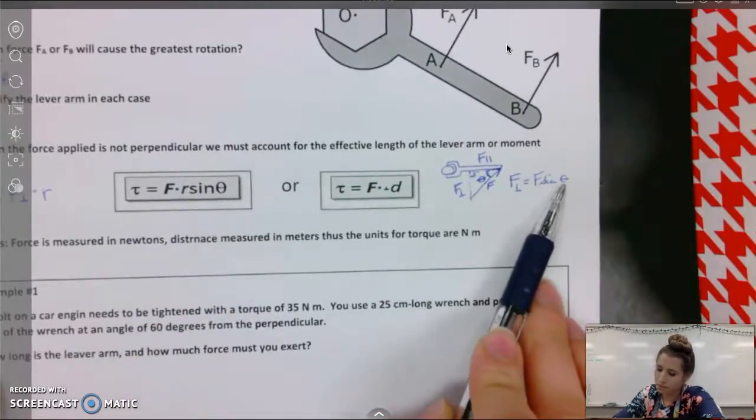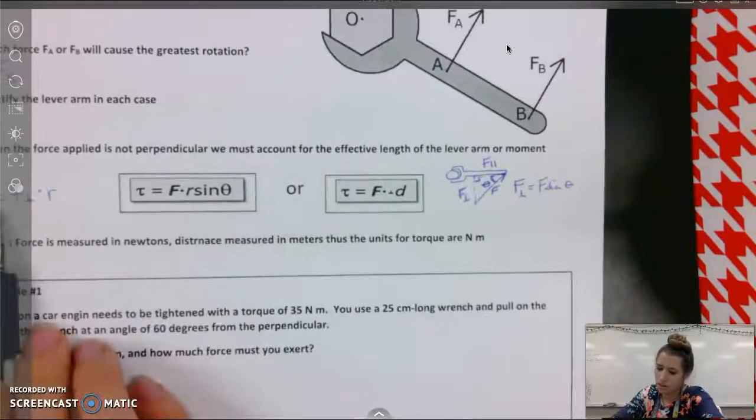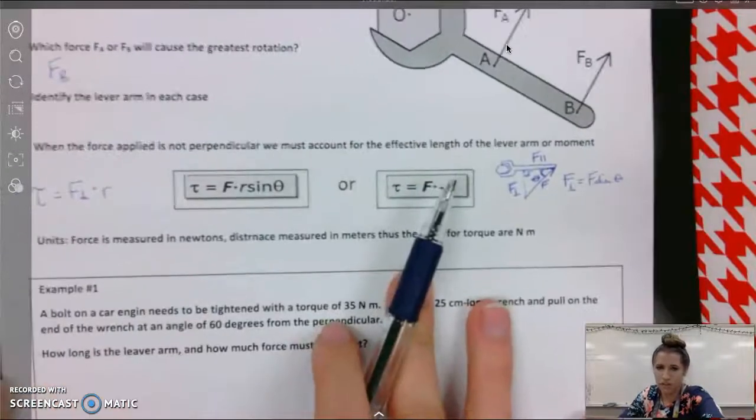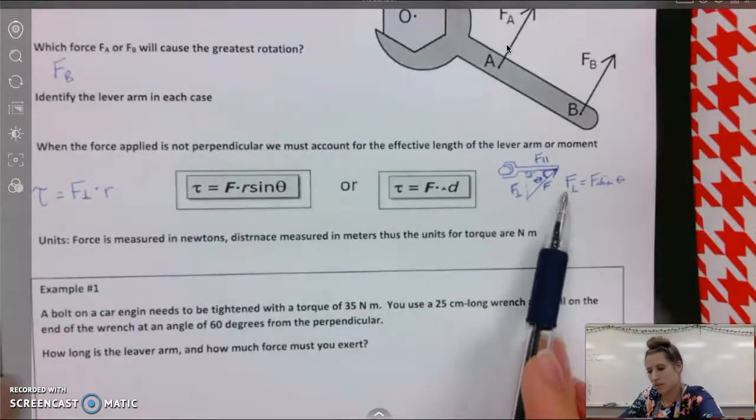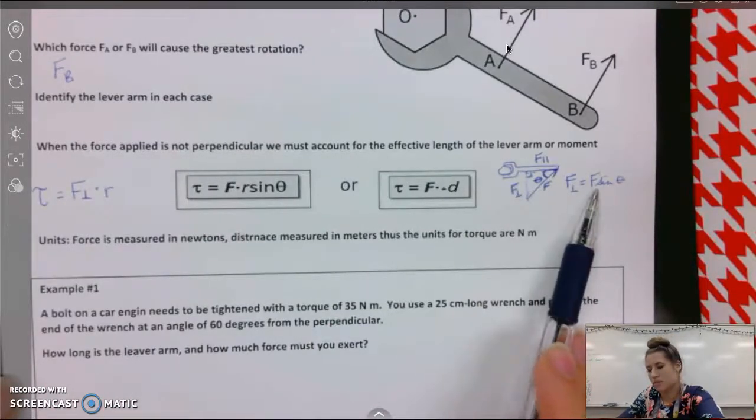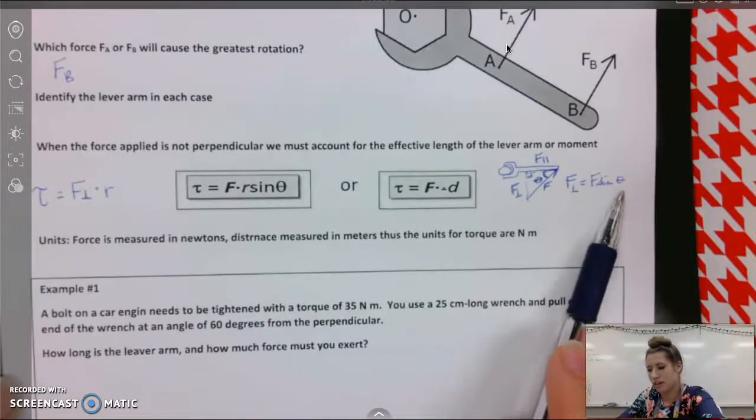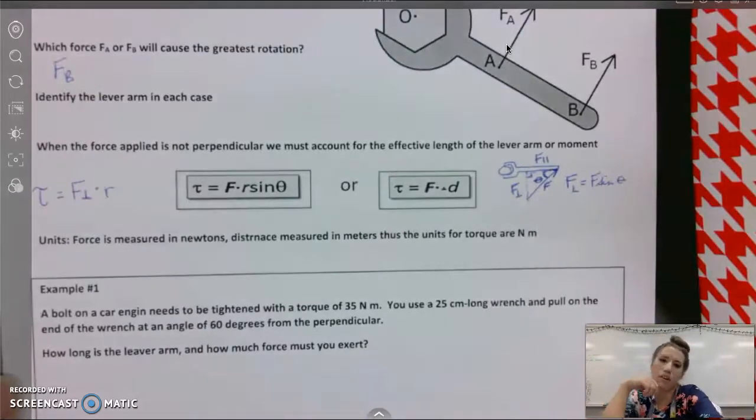It's right there. And so we could rearrange this equation since we know that the perpendicular force is a force multiplied by sine theta. Here's what you need to be really careful about.